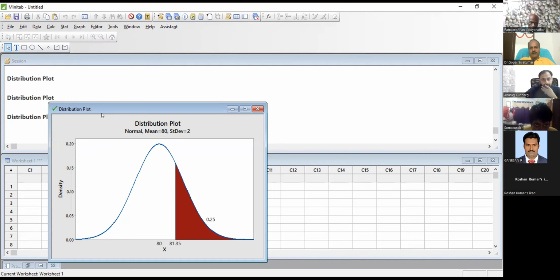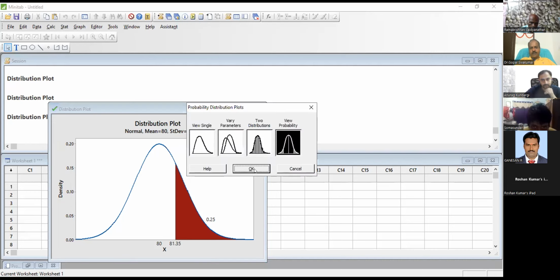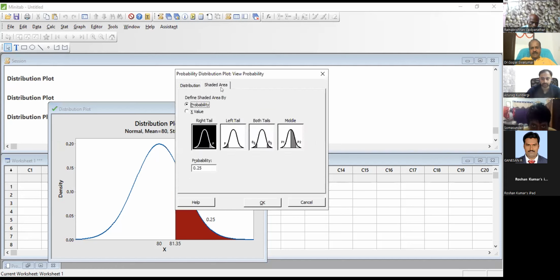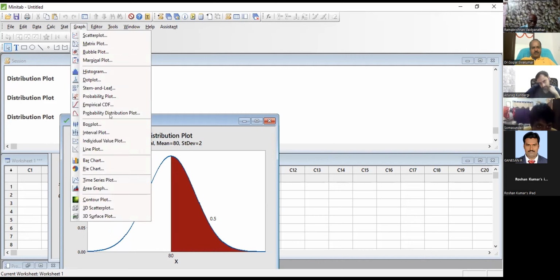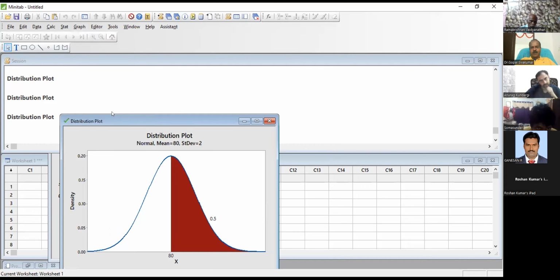Now again, let me show you a few more things. Probability distribution plot, view probability. Shaded area. Instead of 0.25, let me type 0.5. What is it that I'm trying to find out now? Median, second quartile. Median or quartile 2. You see, median is 80. It comes to the center, isn't it? Median is equal to mean here. Graph, probability distribution plot.